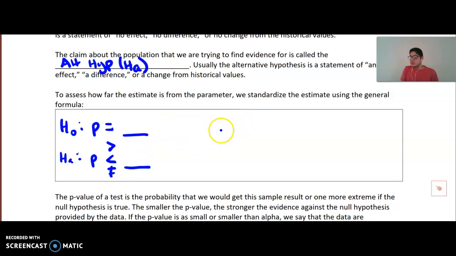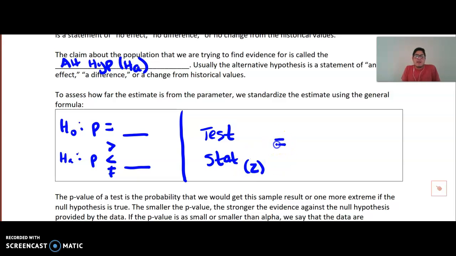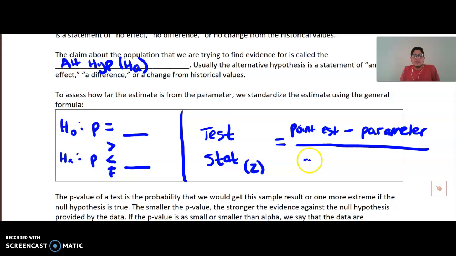Now, in order to find a test statistic, we're going to use this here. So I'm going to break this up. In order to find our test statistic here, because it's proportions, we're going to use a z. We just do the point estimate minus the parameter divided by the standard error of the parameter. So this is our procedure here.